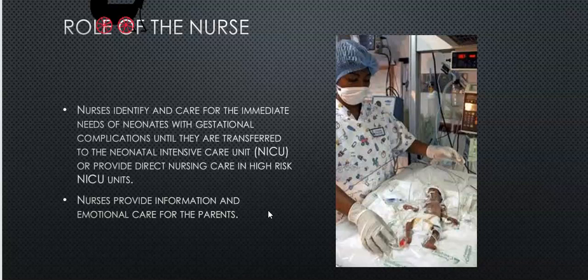When you look at the role of the nurse that is involved in working with a high-risk newborn baby, we play a big role. We identify and care for the immediate needs of babies as soon as they're born, whether they're preterm or post dates, and we provide care to them until we can transfer them into a high-risk environment such as a NICU, or we may be providing direct care in a NICU environment. We provide a lot of direct hands-on care to that baby, but we also provide emotional care and support for the parents as well.